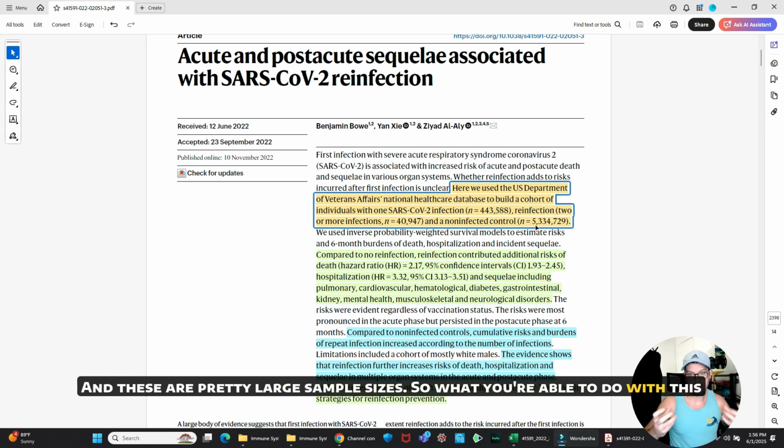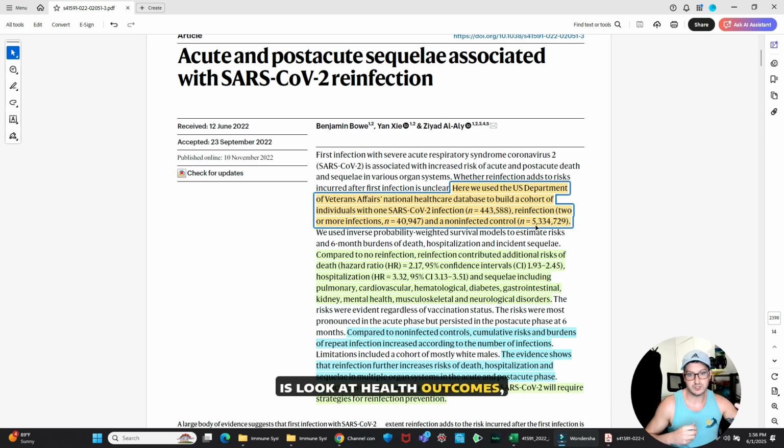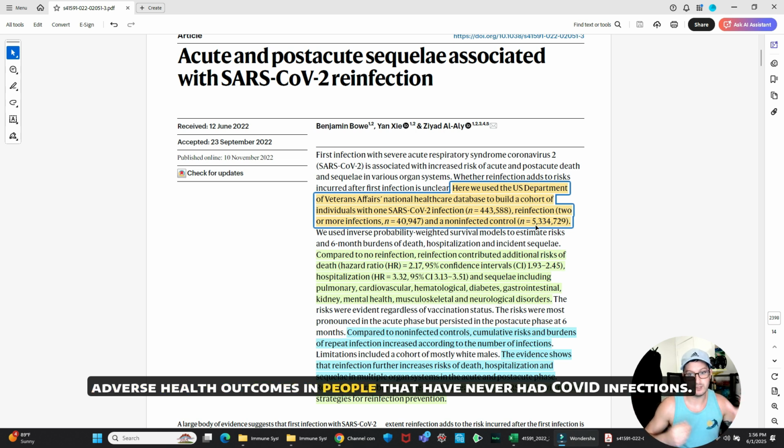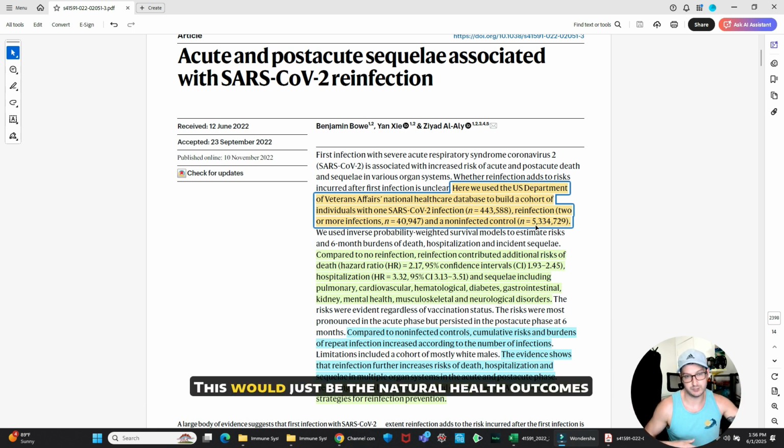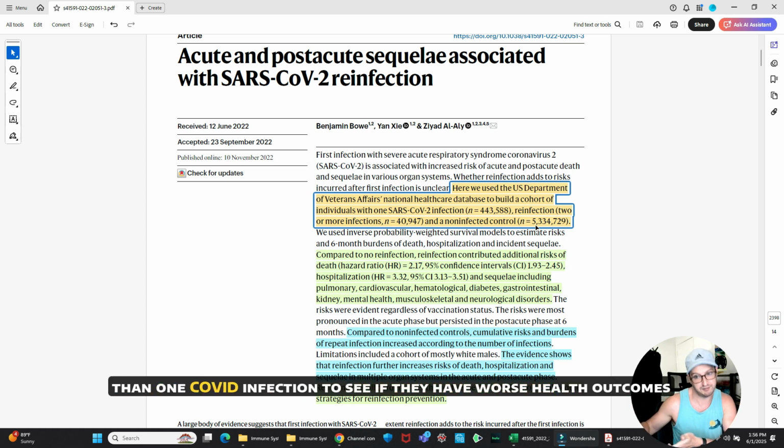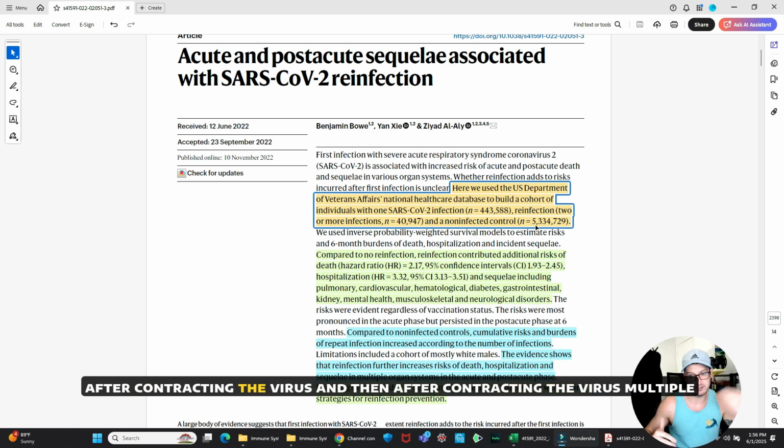So what you're able to do with this is look at adverse health outcomes in people that have never had COVID infections. This would just be the natural health outcomes that would occur in the population, compared to people that have had a COVID infection and then more than one COVID infection, to see if they have worse health outcomes after contracting the virus and then after contracting the virus multiple times.